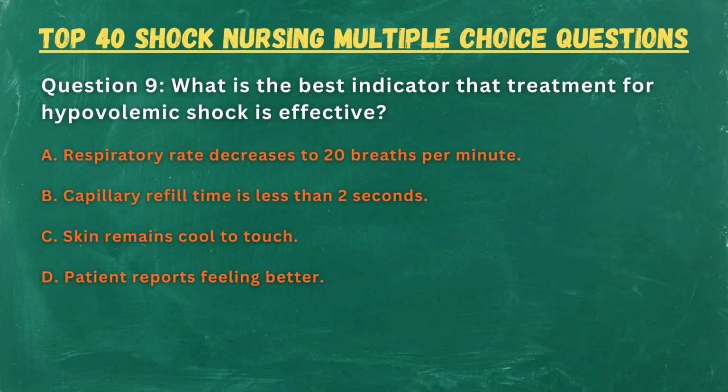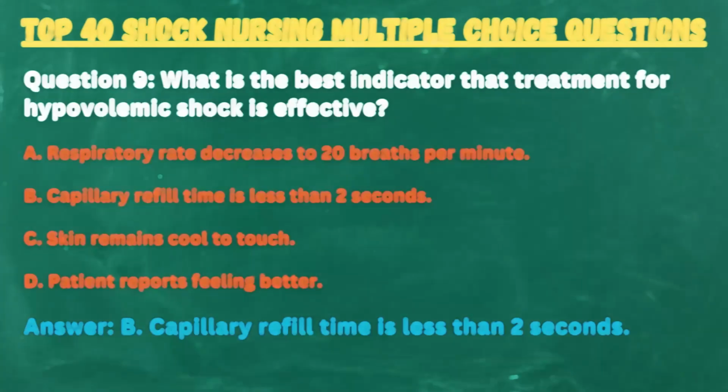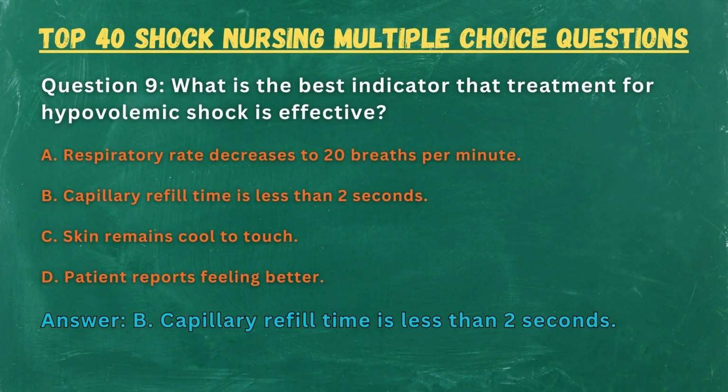Question 9. What is the best indicator that treatment for hypovolemic shock is effective? A. Respiratory rate decreases to 20 breaths per minute. B. Capillary refill time is less than 2 seconds. C. Skin remains cool to touch. D. Patient reports feeling better. Answer. B. Capillary refill time is less than 2 seconds.